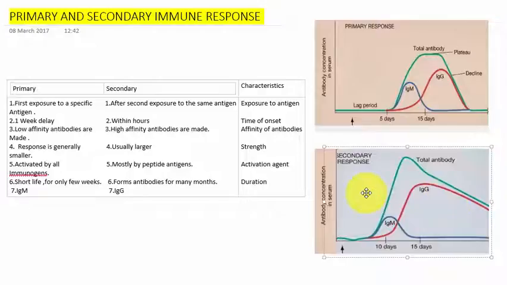In the primary response, when an antigen is exposed for the first time to the body, that is called the primary dose. But in the secondary response, high levels of antibody are produced by a subsequent injection of the antigen, that is called the booster dose. So let's summarize it once again.